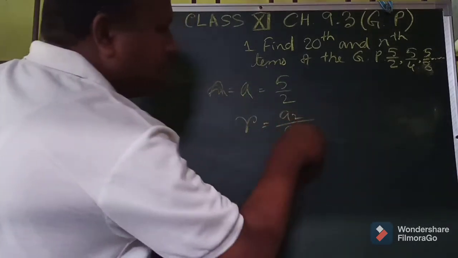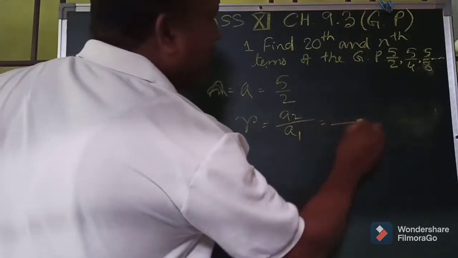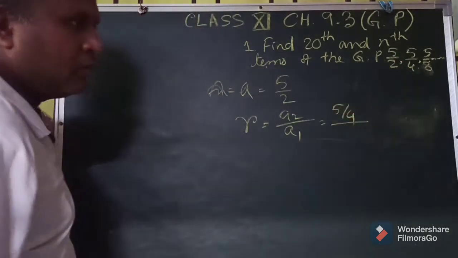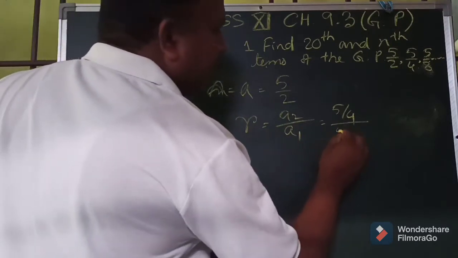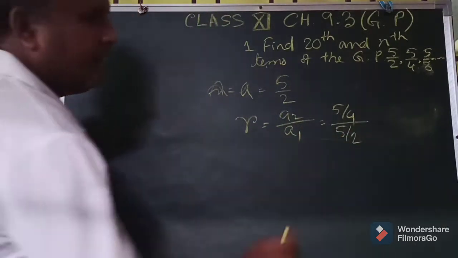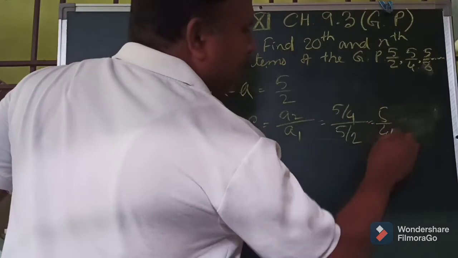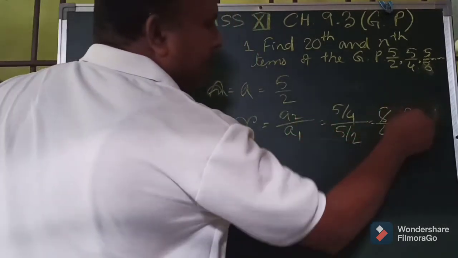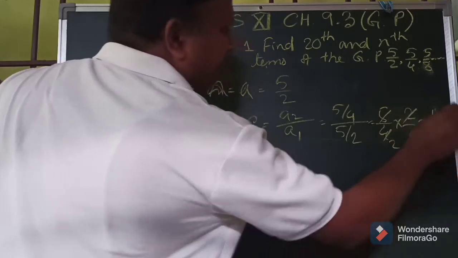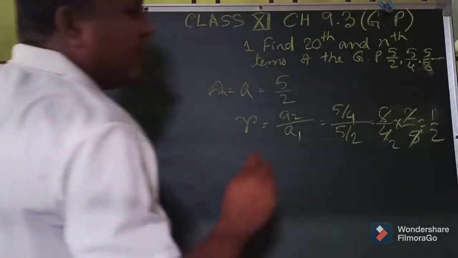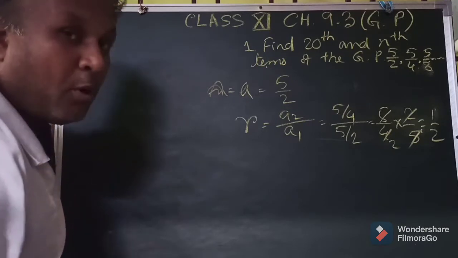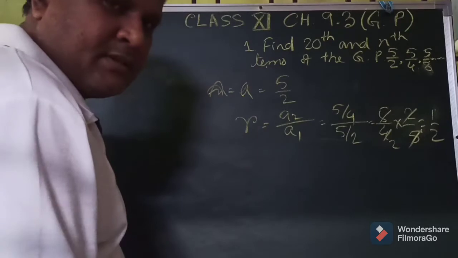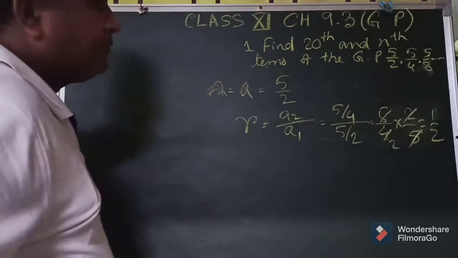Second term by first term. So what is the second term? 5/4. What is the first term? 5/2. Then what will it be? 5/4 into 2/5, it will reverse. 5 cut 2, this is half. In this way we find out the common ratio, which is represented by small r or sometimes capital R.